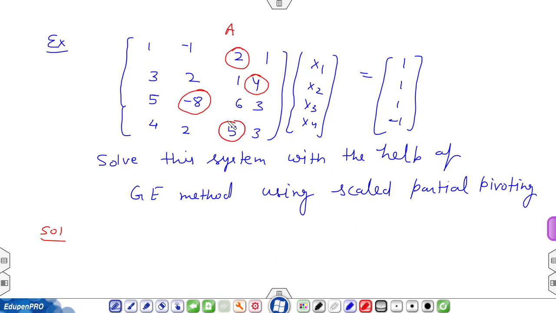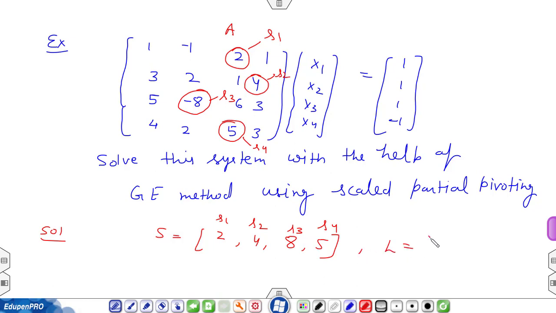And in the fourth row, the maximum element is 5. So this is S1, S2, S3 and this is your S4, associated with the first, second, third and fourth row. We will store it into the vector S, like 2, 4, 8 and 5. We will take positive values only. So this is your S1, S2, S3 and S4, and the rows associated are the first row, second row, third row and fourth row.